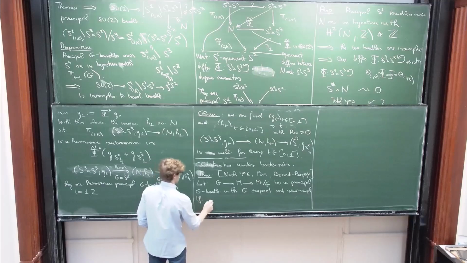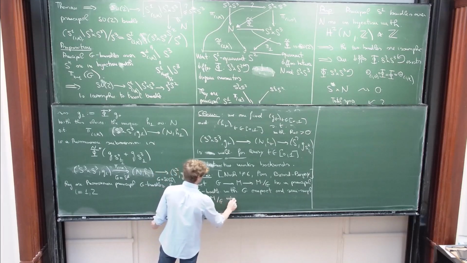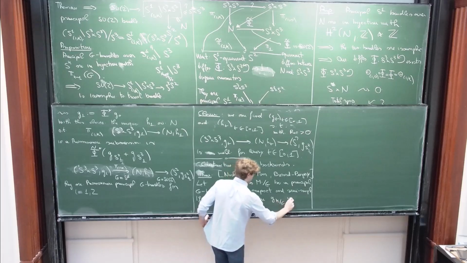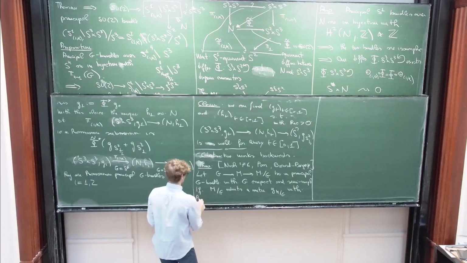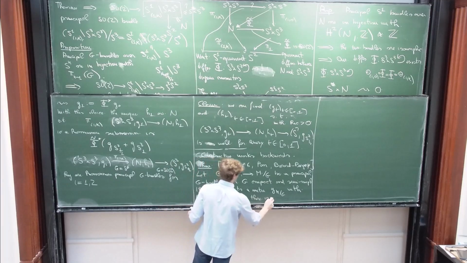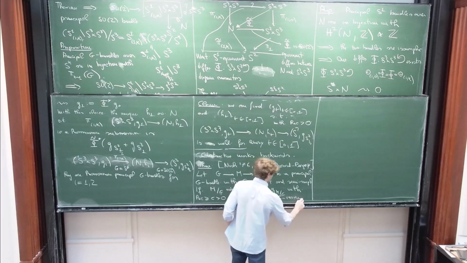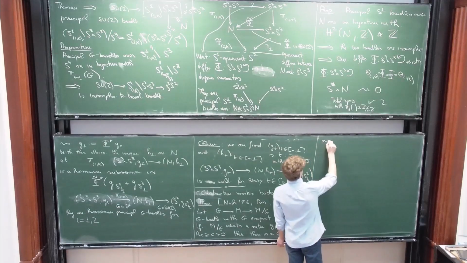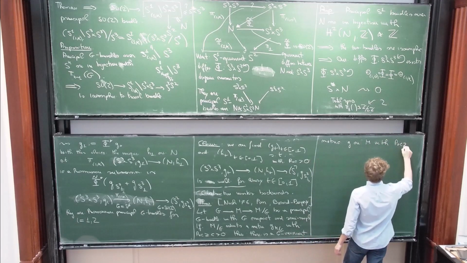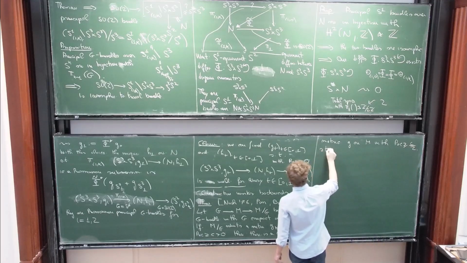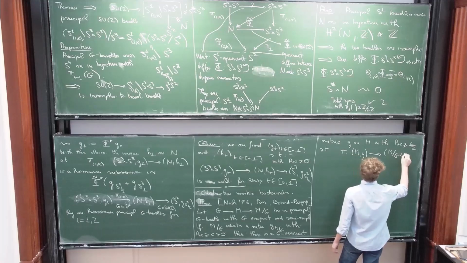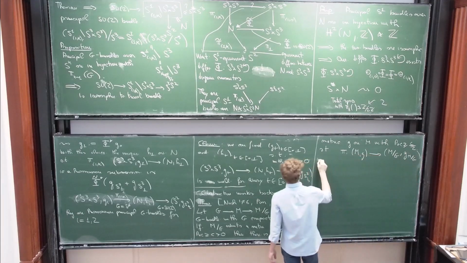If M mod G admits a metric g on M mod G with strictly positive Ricci curvature, so Ricci greater than or equal to c bigger than 0, then there is a G-invariant metric g on M with Ricci greater than or equal to c over 2, such that the projection from M to M mod G is a Riemannian submersion.